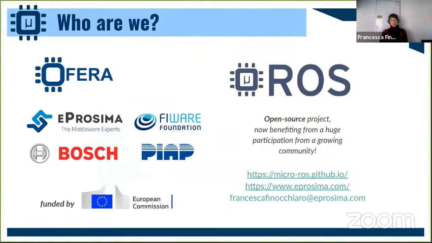Micro ROS was born as the result of a joint effort between several European companies, namely eProsima, the Firmware Foundation, Bosch, and PIAP. It has been funded so far by the European Union within the framework of the Horizon 2020 research and development project. However, as it is an open source project, it is now benefiting more and more from contributions from a growing community of users.